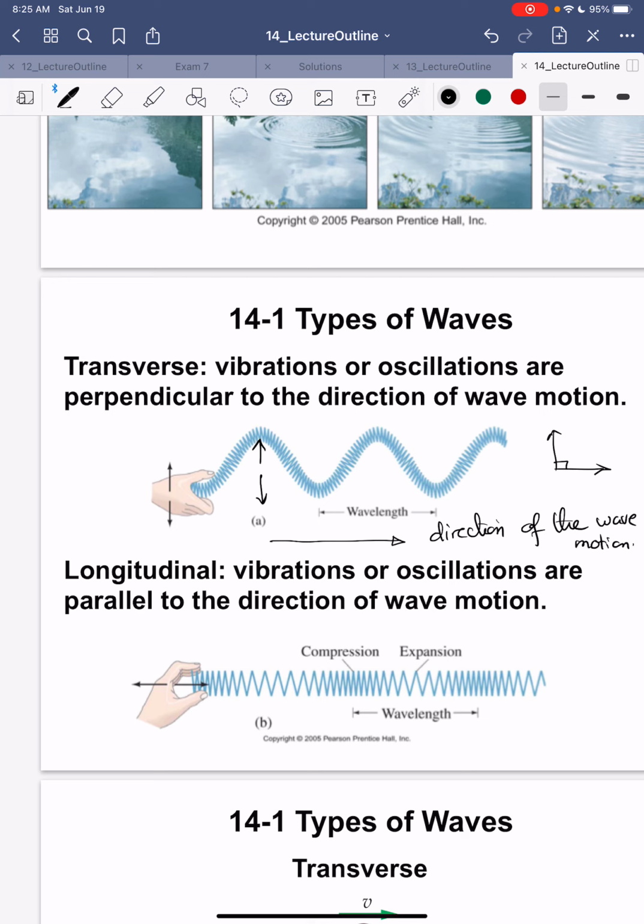Also here, I want to say that we usually call this a crest and this a trough. A crest, or we call it a peak.